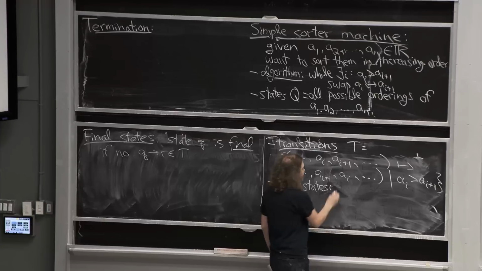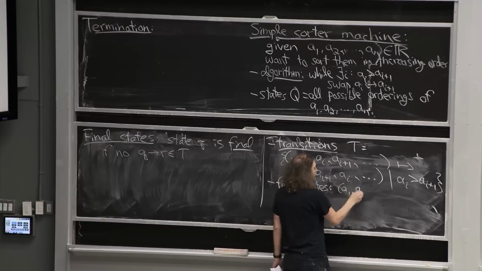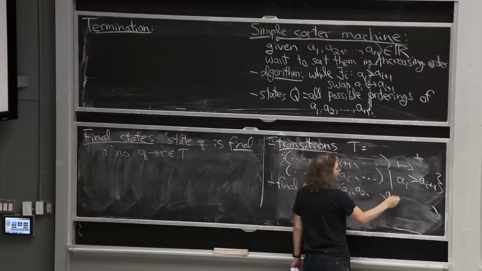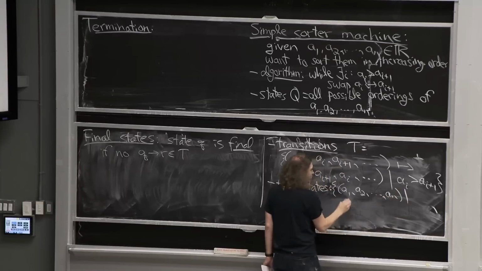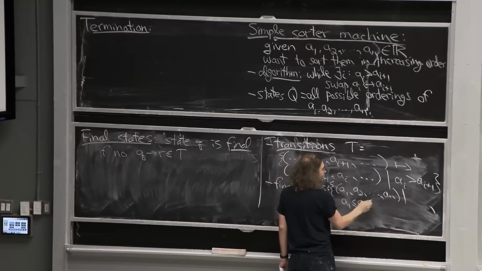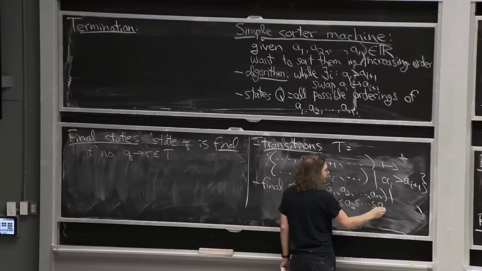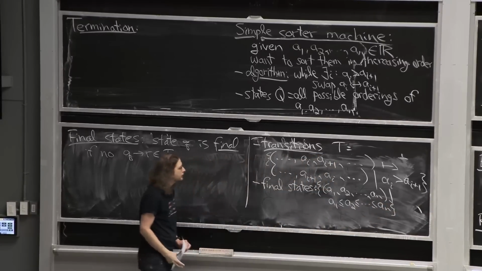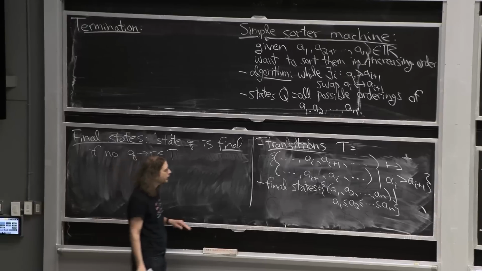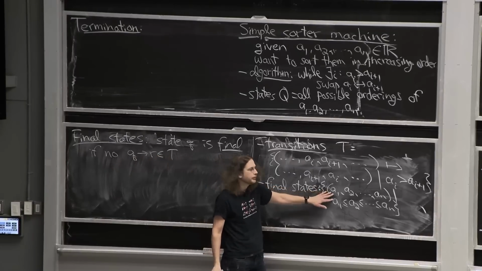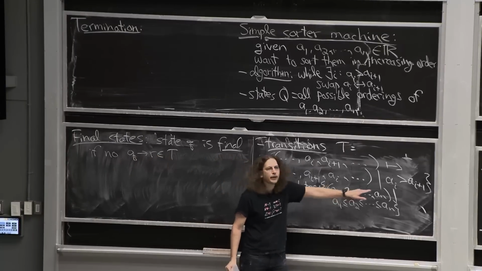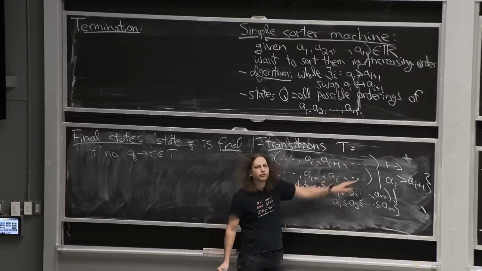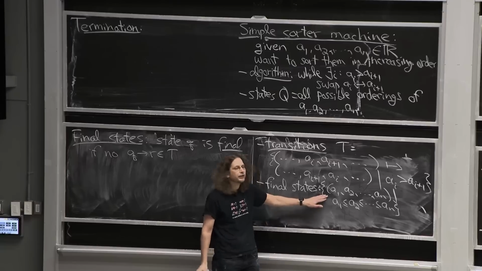I claim it's exactly A0 to An, where A1 is less or equal to A2, is less or equal to A3, and so on, is less or equal to An, namely the sorted order. Why? Well, first of all, I claim this state is final, because if you look at any pair Ai, Ai+1, we have Ai is less than or equal to Ai+1. So we don't have a transition out of there. So these states are definitely final.